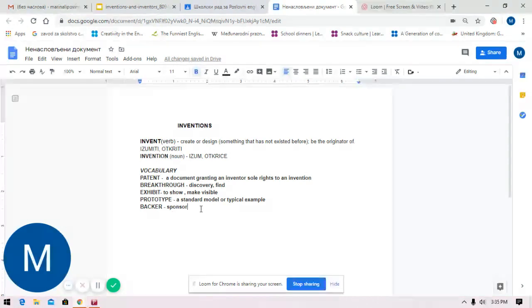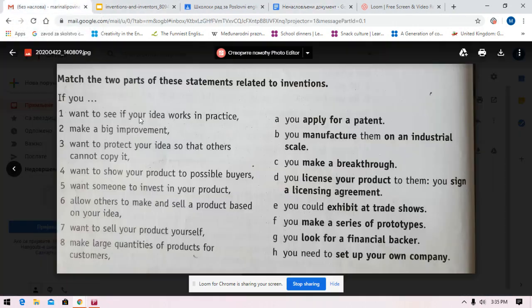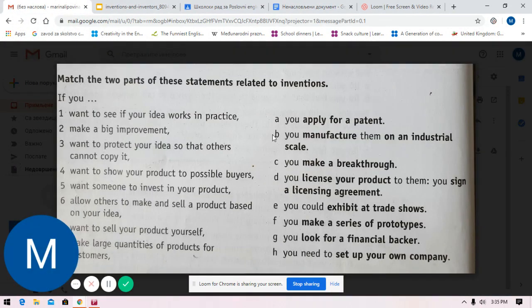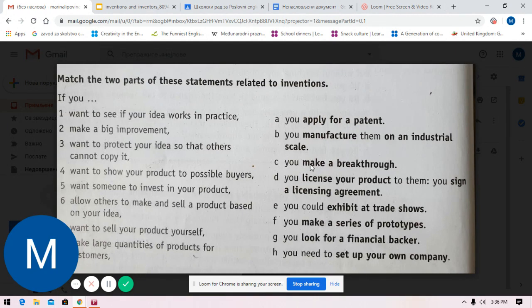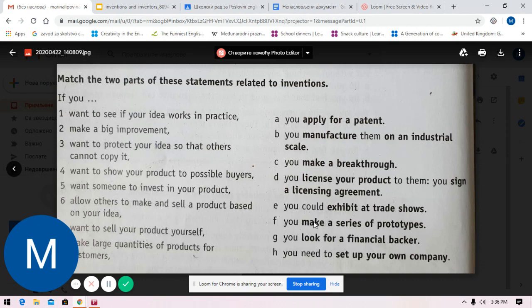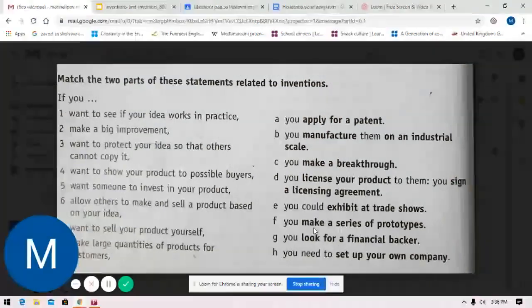Backer is a sponsor. Okay, now that we have completed it, we're going to move to this exercise. Task A, vocabulary and listening part in your textbooks. Match the two parts of these statements related to inventions. So, for each beginning on the left, you have the ending on the right. For example, if you want to see if your idea works in practice, what do you think would be the perfect match? What do you think? Go through the exercise. Yes, I'm sure you find it.